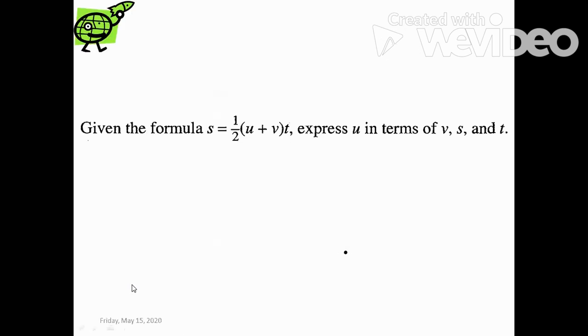All right, another transposition question. So express u. So we need to find u. We're looking for u. Well, not me, no, you. Not you as in you and the viewer, but you as in the letter u. Because I can't find you, you're already there. All right, so we're looking for u.